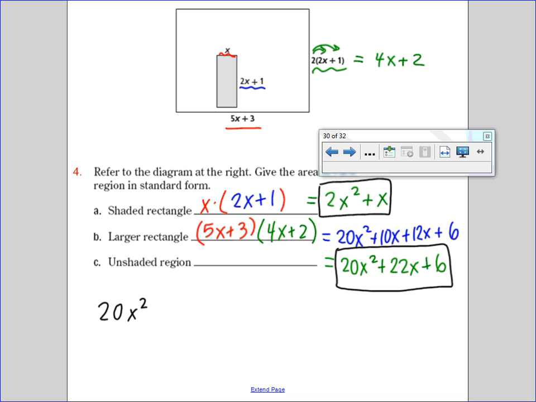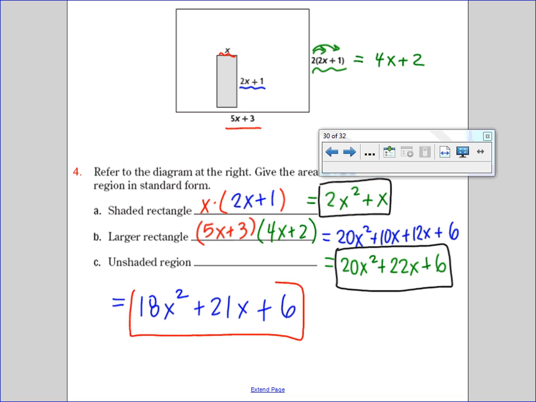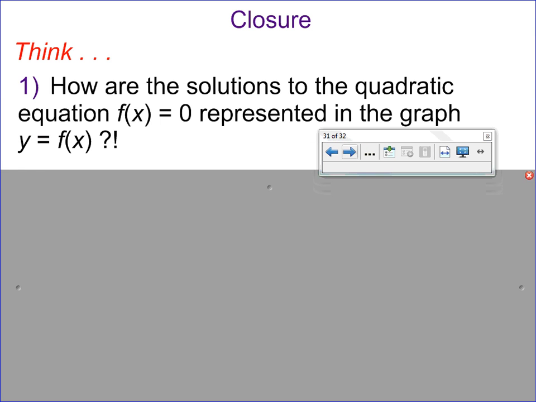We got it. So raise your hand if you had 18x squared plus 21x plus 6. Everybody get that already? Yes, you did. Ladies and gentlemen, we have just time for closure.